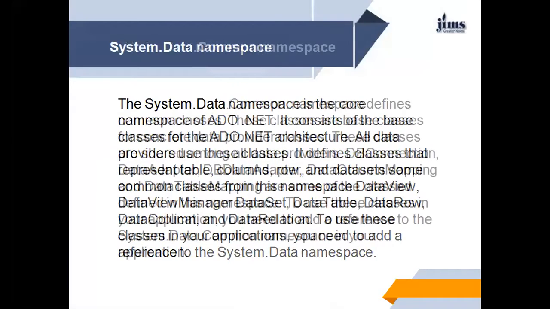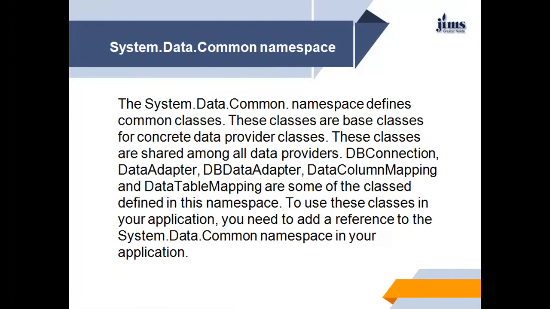Now, the second is the system.data.common namespace. The system.data.common namespace defines common classes. These classes are base classes for concrete data provider classes, and they are shared among all data providers. DB connection, data adapter, DB data adapter, data column mapping, and data table mapping are some of the classes defined in this namespace. To use these classes in your application, you need to add a reference to the system.data.common namespace in your application.